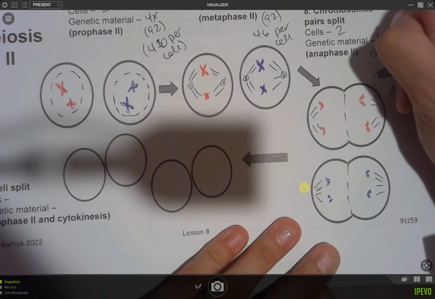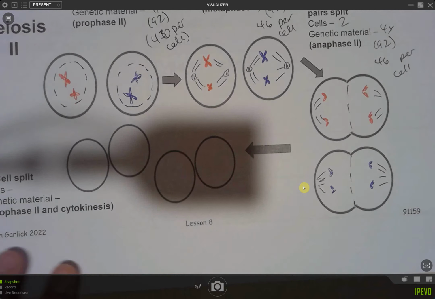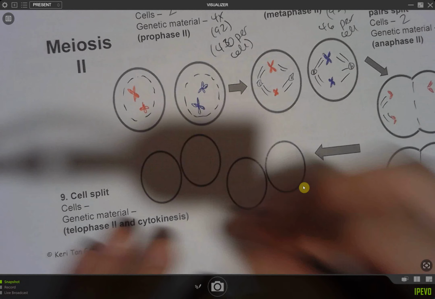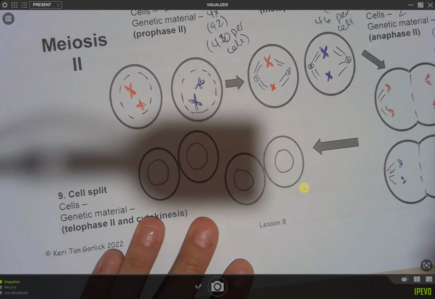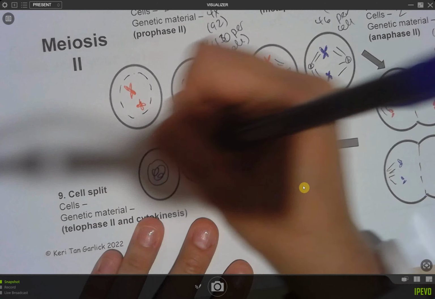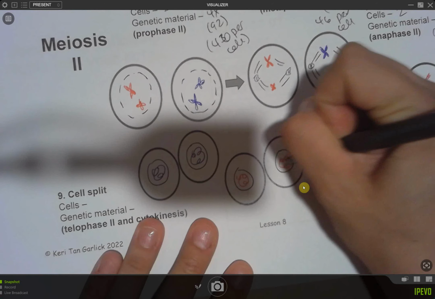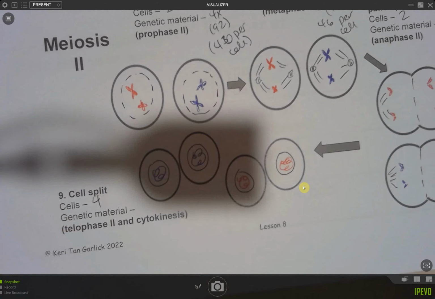So a lot of this is just going to be repeated, just to kind of keep track of what's happening. And then again, final step, nucleus forms again. In this case, we have even less DNA inside there. That's because it's been divided. Cool. So number of cells that are being produced is 4.